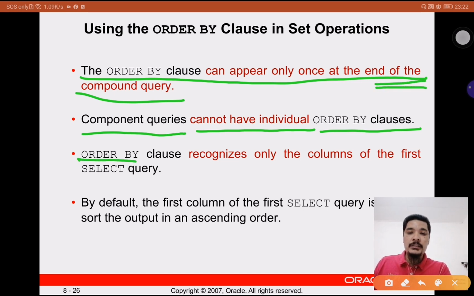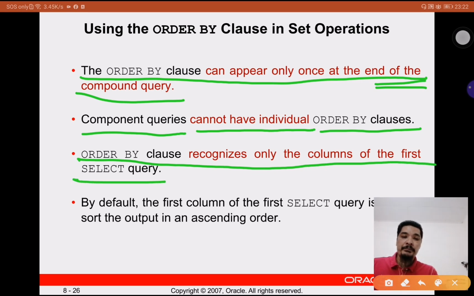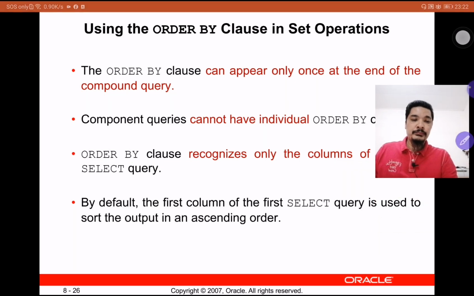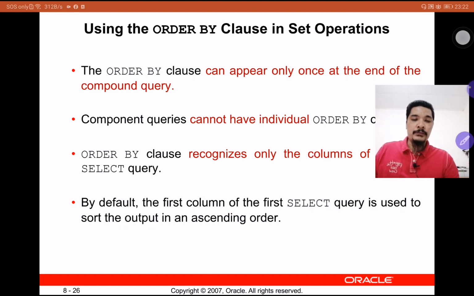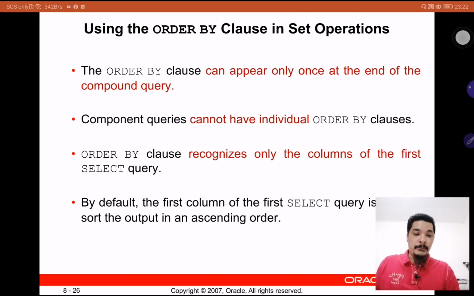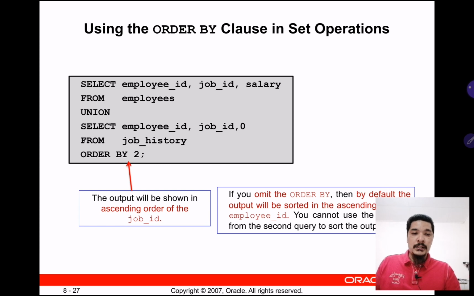Okay, number 3, the order by clause recognizes only the columns of the first select query. The column of the first select query. And by default, the first column of the first select query is used to sort the output in ascending order. Okay, this is quite normal for the order by clause. Okay, so let's move to the next one. This is the example.